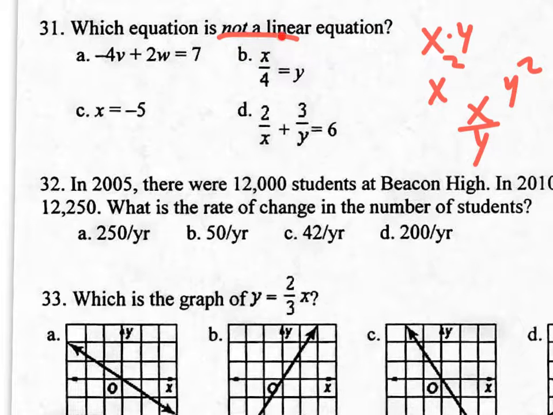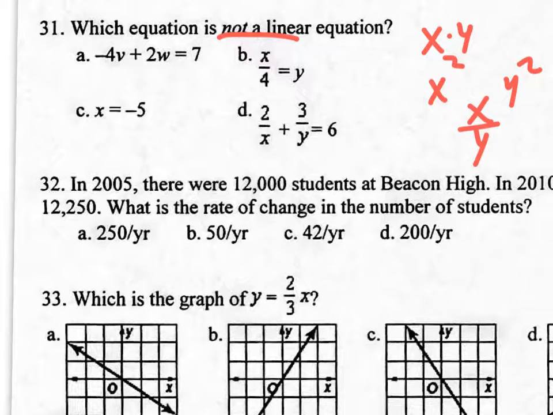They're asking for which one's not a line. This one's a line. They don't have any v's or anything like that. This one is a line also. This one is not a line because it has variables in the denominator. You're dividing by v or dividing by x and y.